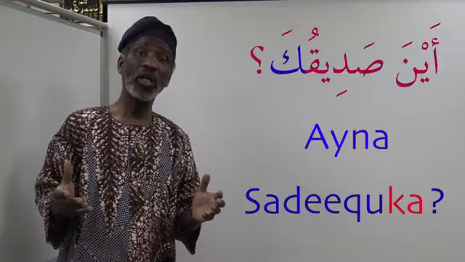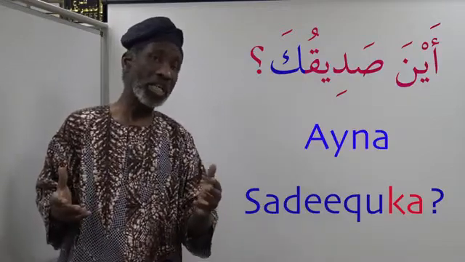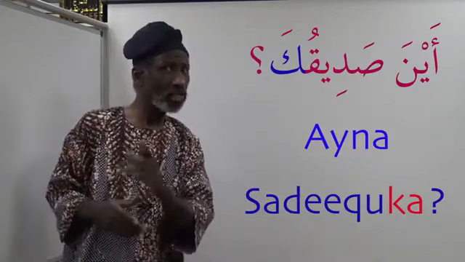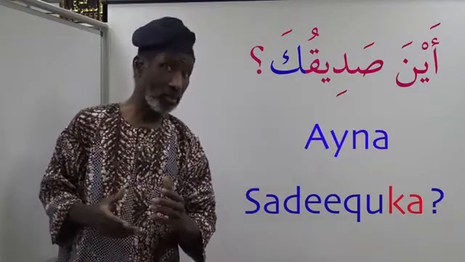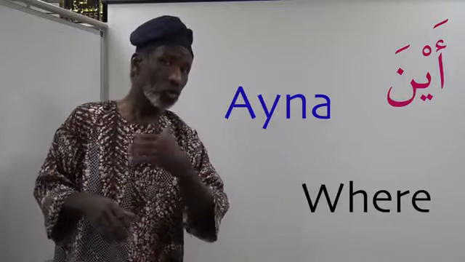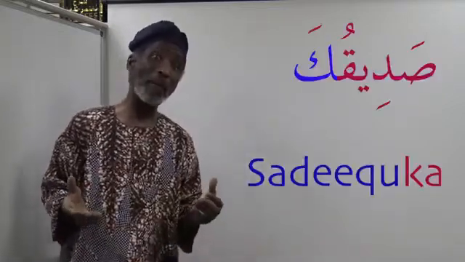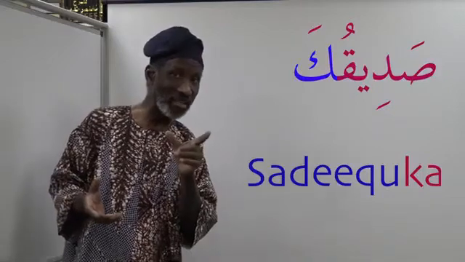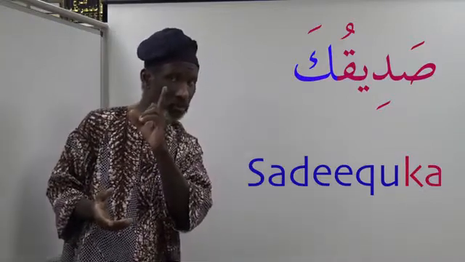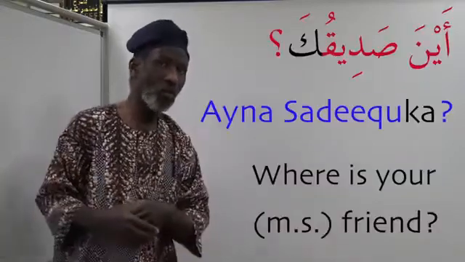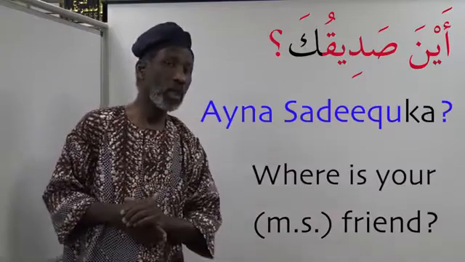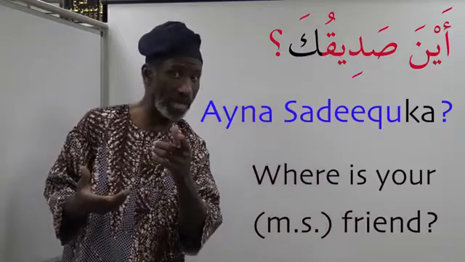أين صديقك؟ أين صديقك؟ أين, we have learned that in lesson 2. And it means أين, where. صديق is a male friend. Ka at the end indicating that I'm speaking to you as a male, singular. أين صديقك? Where is your friend? Ka is an attached pronoun indicating to whom I am speaking.